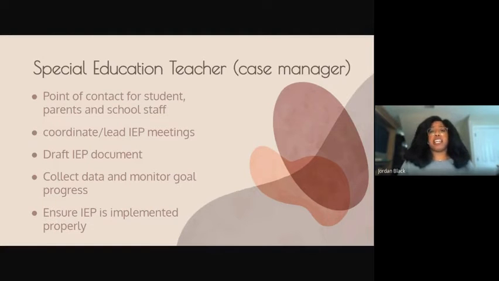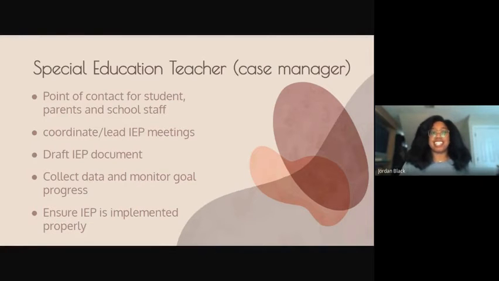Finally, the special education teacher is ultimately responsible for making sure that that IEP is implemented correctly. So as I mentioned in the beginning, an IEP is a legally binding document. So we definitely have to monitor and make sure that that IEP is being implemented properly. And again, that's where the annual IEP meetings come in, and also where those addendums come in, just so that we can make sure that we're best meeting the needs of the student.